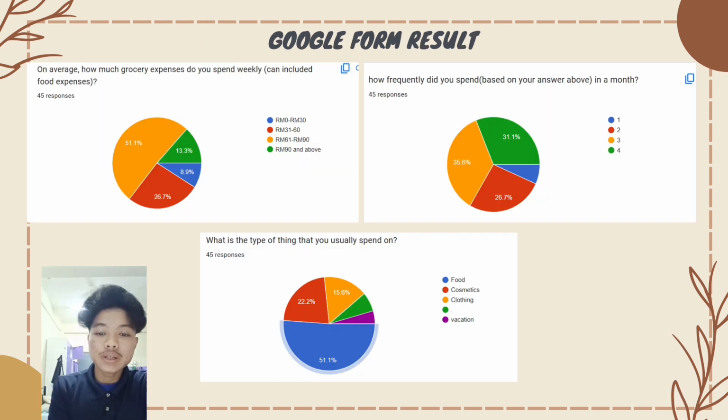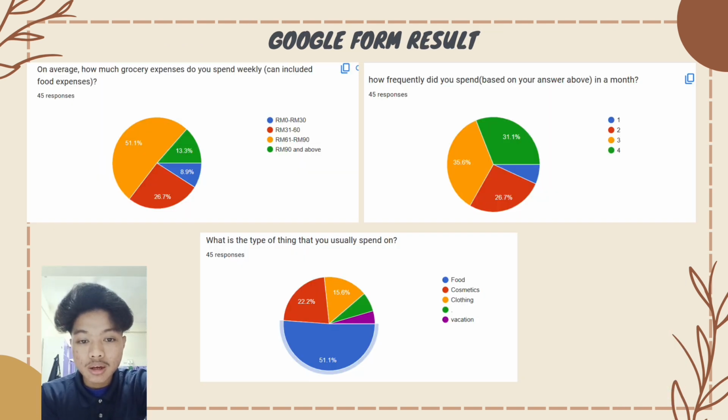So for the next one is the Google Form result. For the first question, on average how much grocery expense do you spend weekly? The majority chose RM 61 to RM 90, which shows 51.1% from 45 responses. For the next question, how frequently did you spend based on your answer above? It shows people chose 3, which is 35.6%.